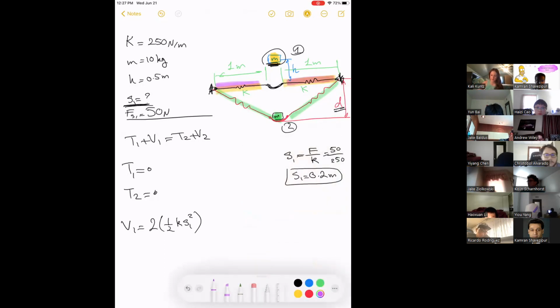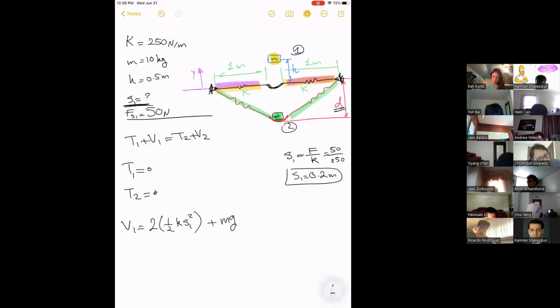Which point is better to choose as reference point? You may say, I'm going to go with here or here, but to make it kind of nice, I'm going to use this level as reference for Y. So if that's the case, then your gravitational potential energy is going to be plus mg times this height, h, which is 0.5 meter. Okay. This was the h I used here, half a meter.